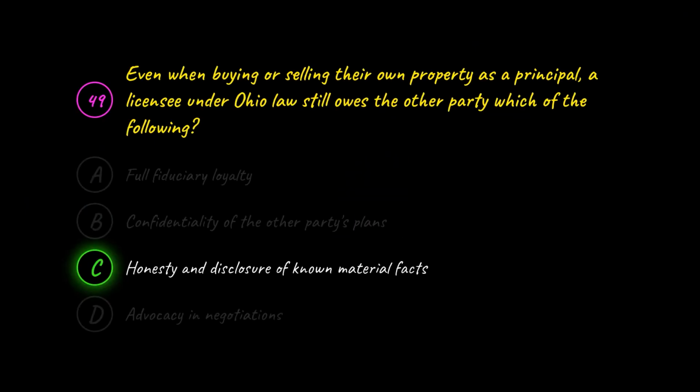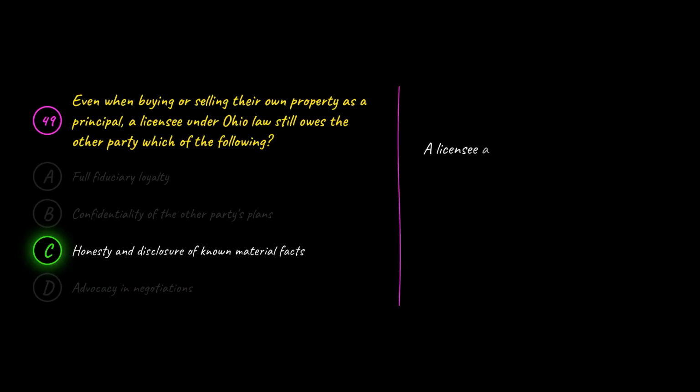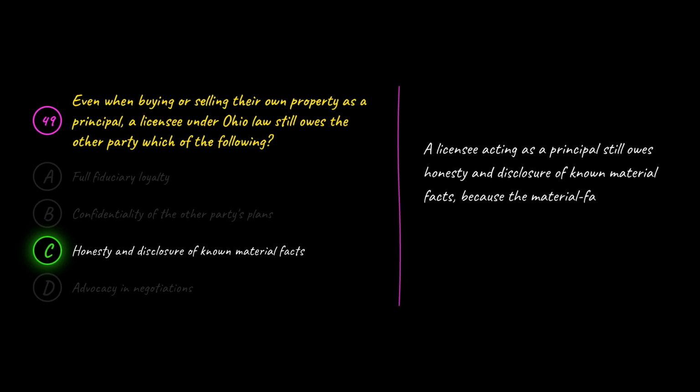The correct answer is C. Honesty and disclosure of known material facts. C is correct because a licensee acting as a principal still owes honesty and disclosure of known material facts, because the material fact duty applies to all licensees. What they do not owe as a non-agent are fiduciary duties.